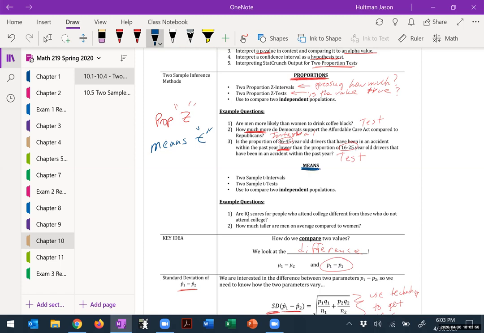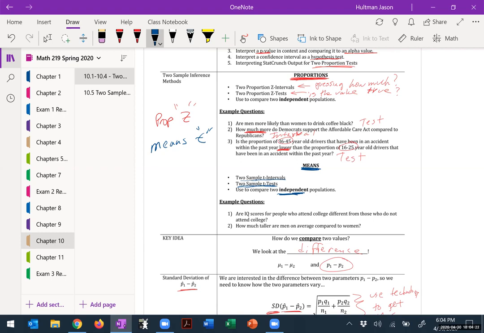We're gonna talk about what a two sample T interval is, how we get that, and what a two sample T test is. It's used to compare two independent populations. We'll talk later about what happens when they're dependent, but for now we're going to talk about what happens when they're independent. Two different populations, like men and women.